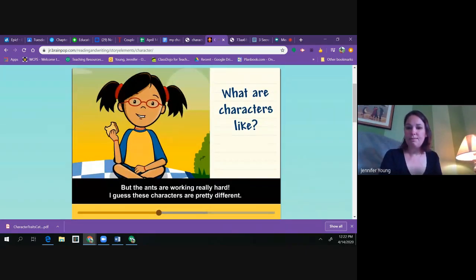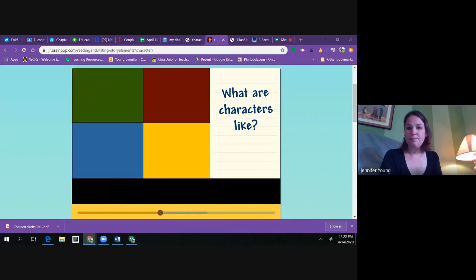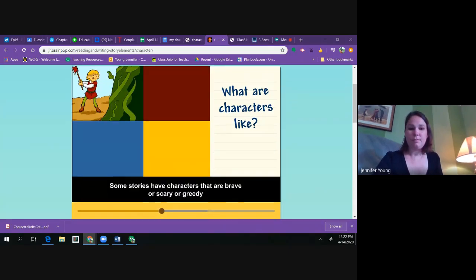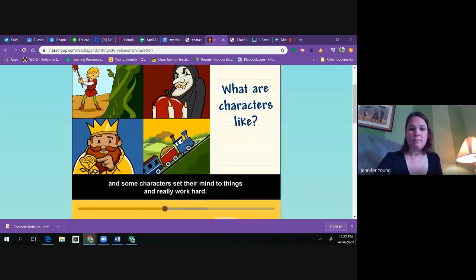I guess these characters are pretty different. Some stories have characters that are brave or scary or greedy, and some characters set their mind to things and really work hard.